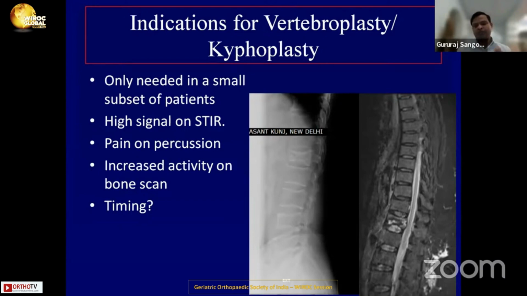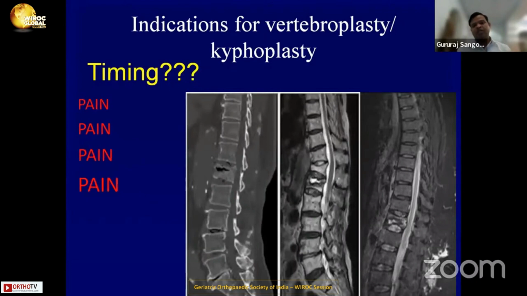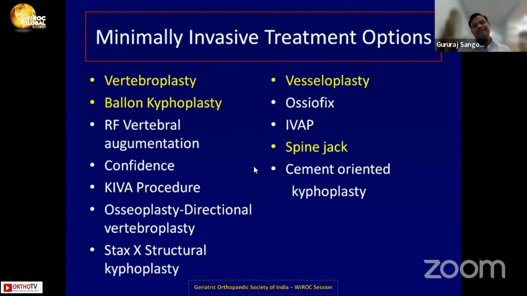The most important controversy when it comes to vertebroplasty or kyphoplasty is timing, because this is a pain relieving procedure. The dilemma is that the best evidence shows the best results are obtained when we do it within 6 weeks, because you can achieve better correction of the vertebral height. But then more than 80% of these fractures heal within 6 weeks. So there is a big ethical dilemma whether we have to intervene before 6 weeks or after 6 weeks. We have lots of options, but these four options marked in yellow are available in India.